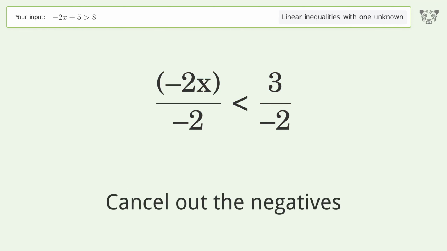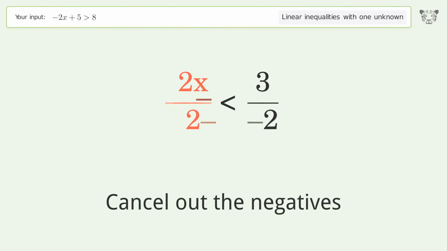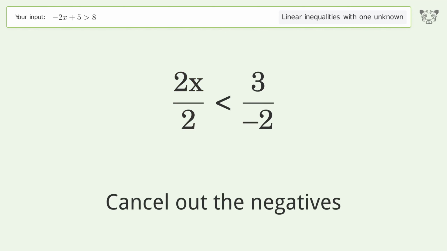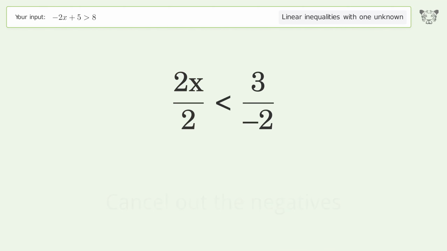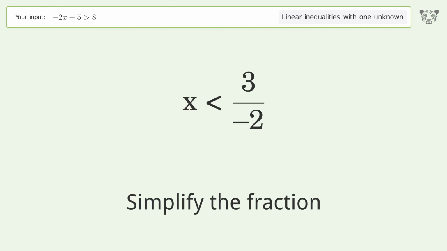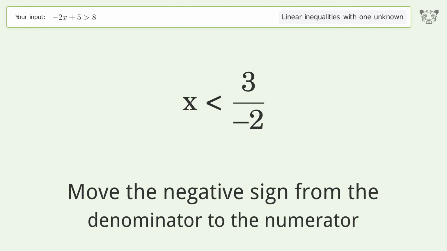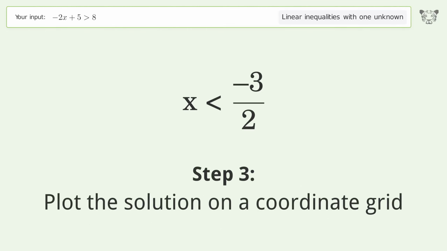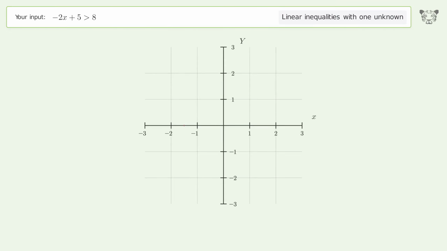Cancel out the negatives. Simplify the fraction. Move the negative sign from the denominator to the numerator. Plot the solution on a coordinate grid. And so the final result is x smaller than -3/2 smaller than -11/2.